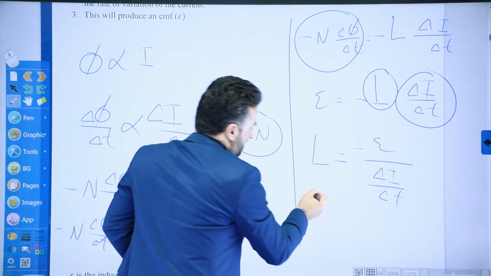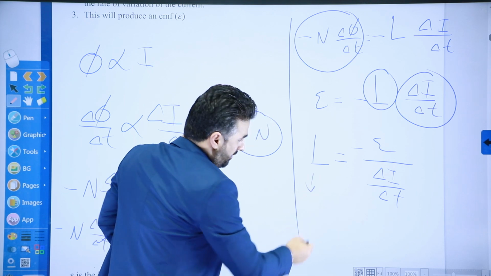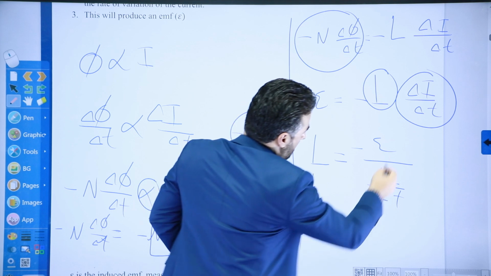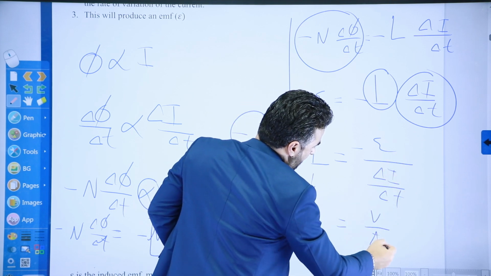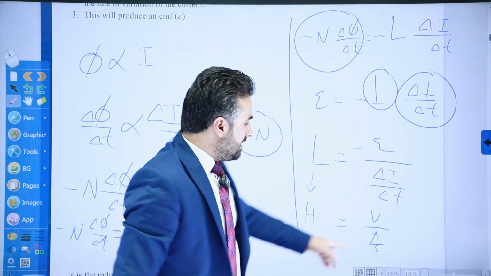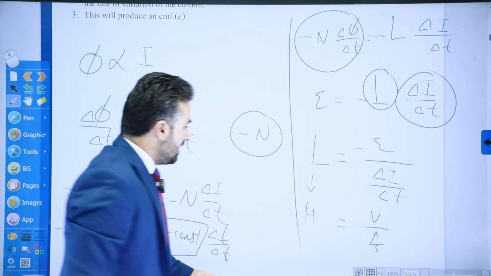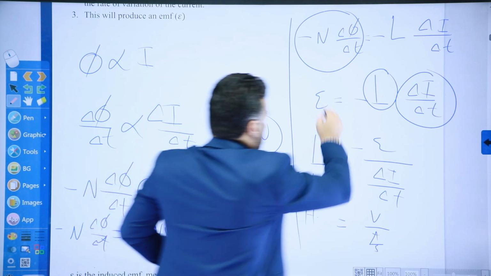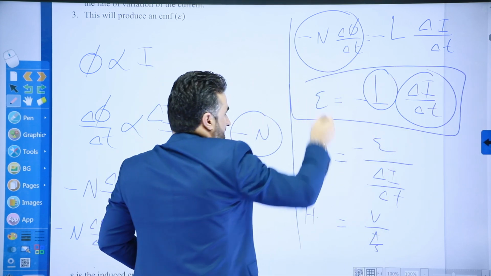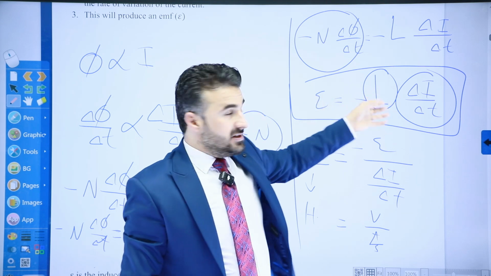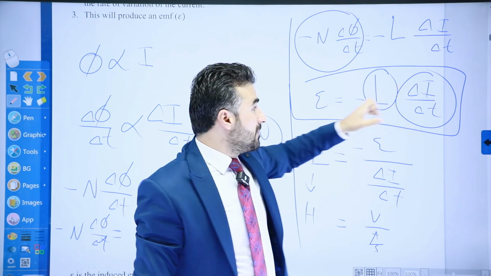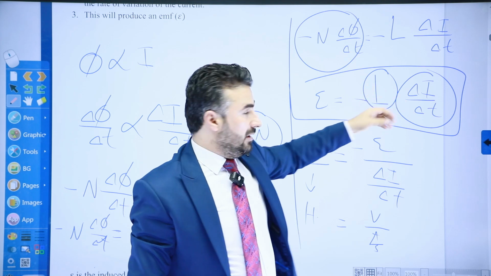By the way, the coefficient of self-inductance is measured in Henry, okay? And the electromotive force is measured in volt, and delta I over delta t is measured in ampere per second. So these are the two equations that we have. Remember this, the electromotive force: if we have self-induction, for a coil, this is the equation that we're going to use.